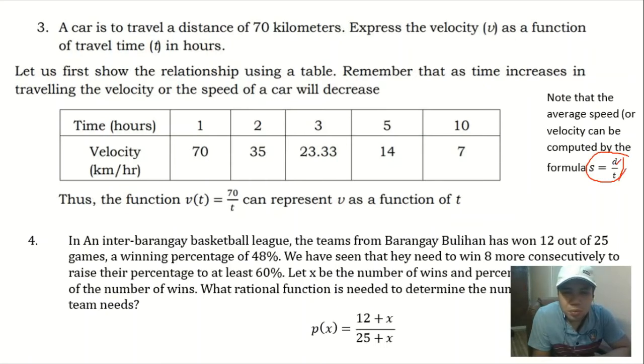So, we will be using 1, 2, 3, 4, 5. Example lang naman to. So, either it is already defined kung ano yung gagamitin natin sa hours or sa time rather. Or, kayo na yung gagawa, okay lang naman kahit 1, 2, 3, 4, 5 ang ilagay niyo. So, let us first show the relationship using a table. Remember that as the time increases in the traveling, the velocity or the speed of a car will decrease.